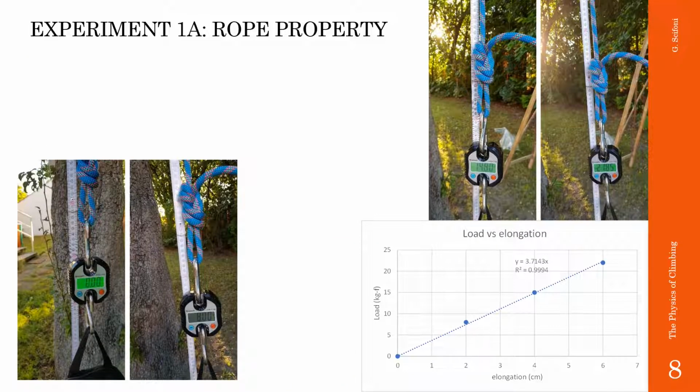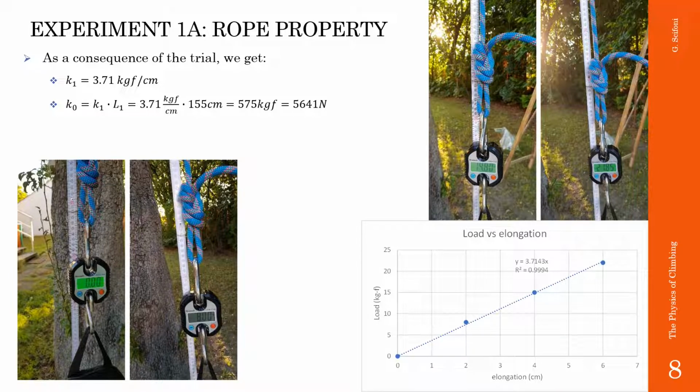The elongation and the loads are building a chart. The regression function shows that the slope is 3.72 kg force per centimeter, and to find the constant K0 we need to multiply this value by the length of the rope. The corresponding value in Newton is 5641.